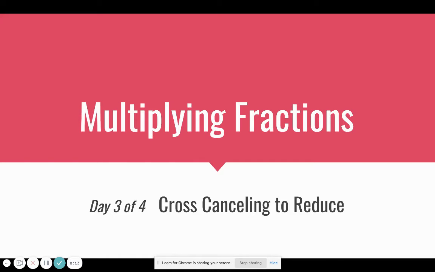Today is day 3 of 4 on a unit on multiplying fractions. Specifically today, I'm going to show you guys a trick called cross-canceling, and it's a shortcut to reduce a fraction before you multiply.